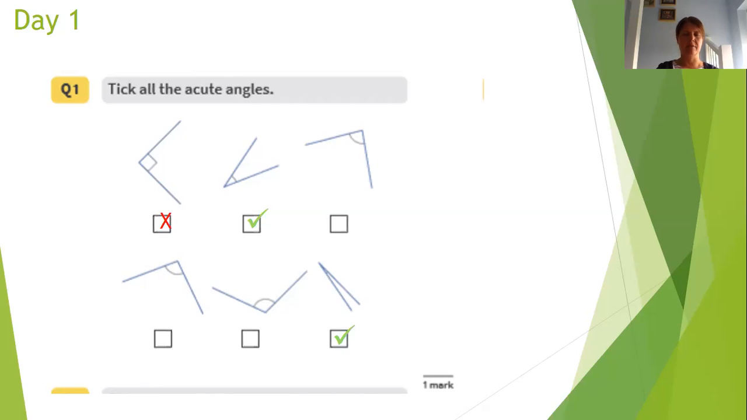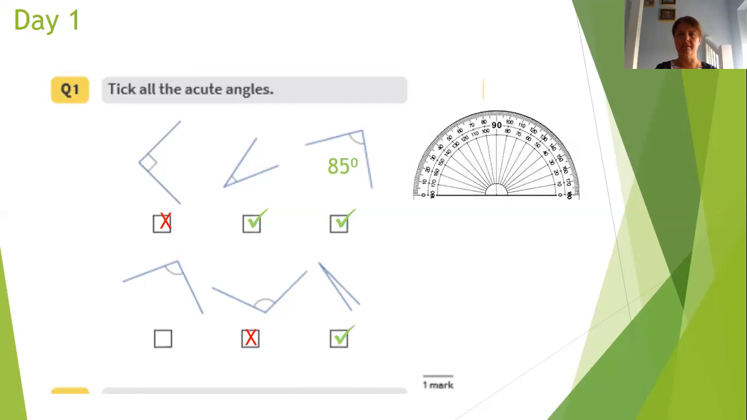And then looking at the middle one at the bottom, I can see that that's more than 90 degrees. So that's what we call an obtuse angle. So I'll put a cross there. Now, the next 2 are very close to 90 degrees. Now, if you're lucky enough to have a protractor, or we sometimes call it an angle measurer at home, you can measure the angles on those and see that the one in the top right is 85 degrees. So that is an acute angle. And the bottom left is 95 degrees. So that one isn't an acute angle. So we've got the 3 acute angles ticked there.